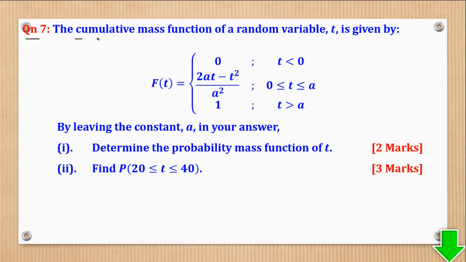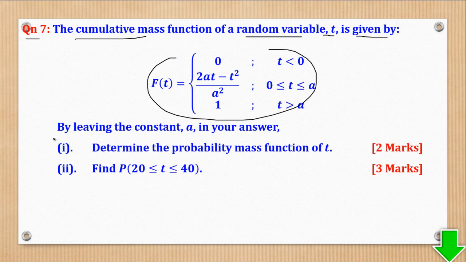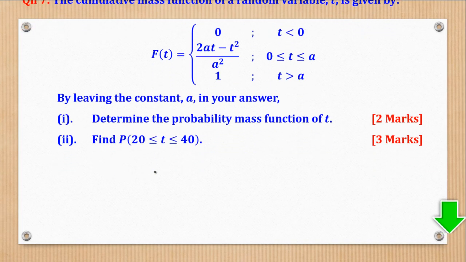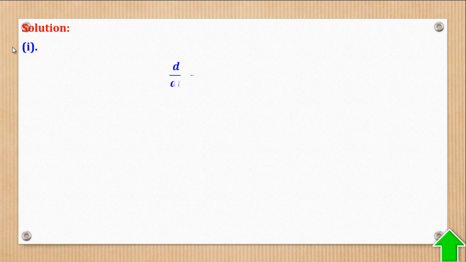Then question 7. Question 7 says the cumulative mass function of a random variable t is given by that. Leaving the constant a in your answer, Roman 1, determine the probability mass function of t, and Roman 2, the probability of t greater than or equal to 20 but less than or equal to 40. So we shall come, and to convert from capital F(x) to small f, we have to differentiate.